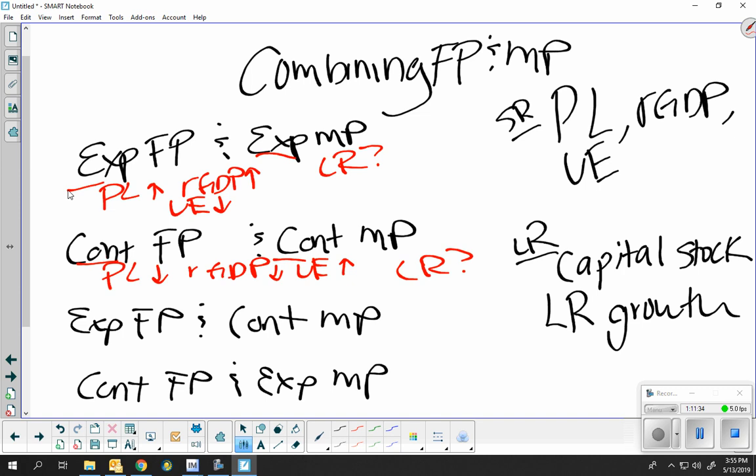So anything that aggregate demand would tell you, you don't know, because you don't know how far it's shifting in either direction. So price level, don't know. Real GDP, don't know. Unemployment, don't know. But I do know what happens to interest rates and capital stock and long-run growth.